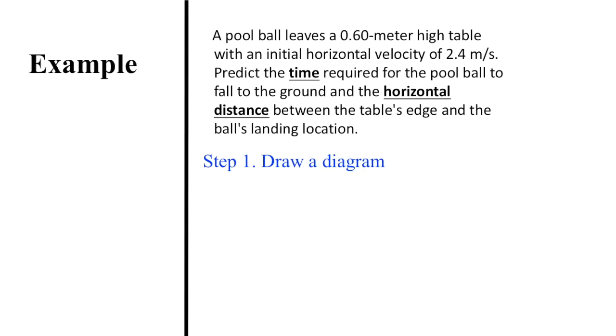Here's an example. A pool ball leaves a 0.60 meter high table with an initial horizontal velocity of 2.4 meters per second. Predict the time required for the pool ball to fall to the ground and the horizontal distance between the table's edge and the ball's landing location. Go ahead and stop the video and try to draw the diagram before starting the video back up.